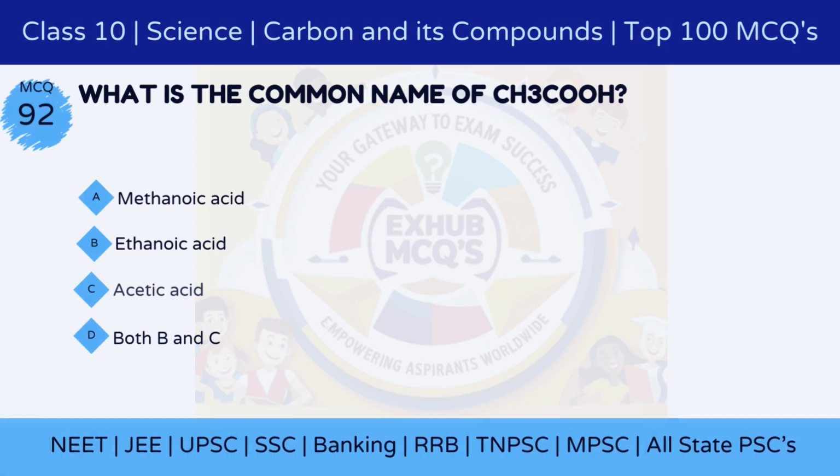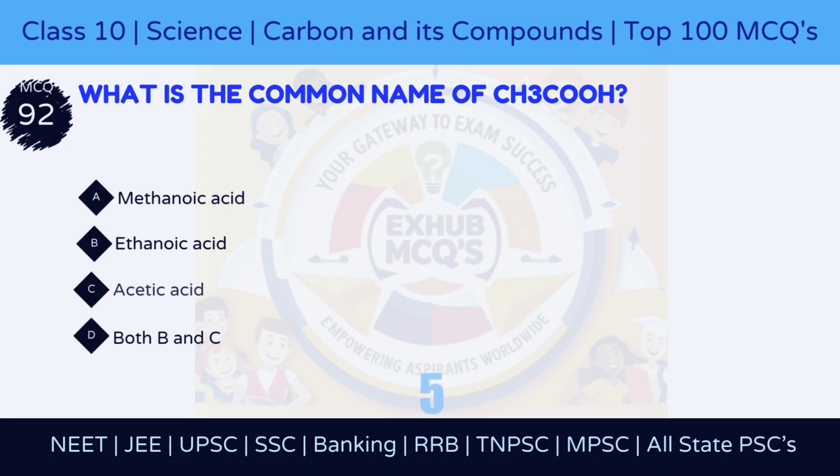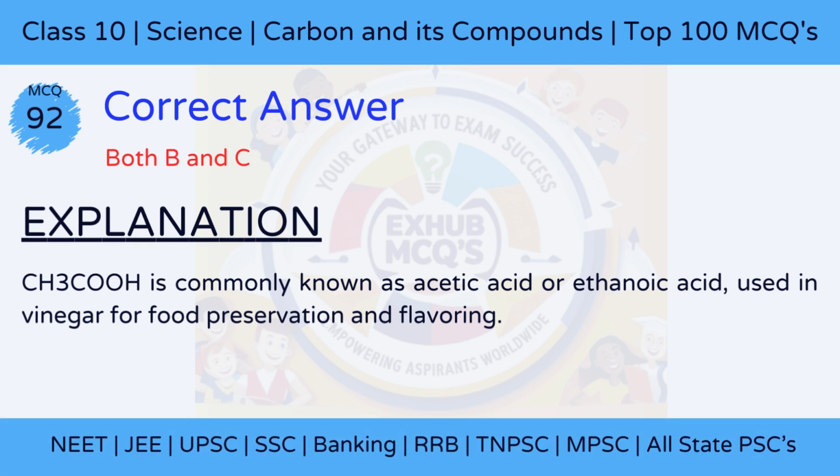MCQ 92. What is the common name of CH3COOH? Option A, methanoic acid. Option B, ethanoic acid. Option C, acetic acid. Option D, both B and C. The correct answer is option D, both B and C. Explanation. CH3COOH is called ethanoic acid in IUPAC nomenclature and acetic acid in common usage. It is the main component of vinegar, widely used in food and chemical industries.